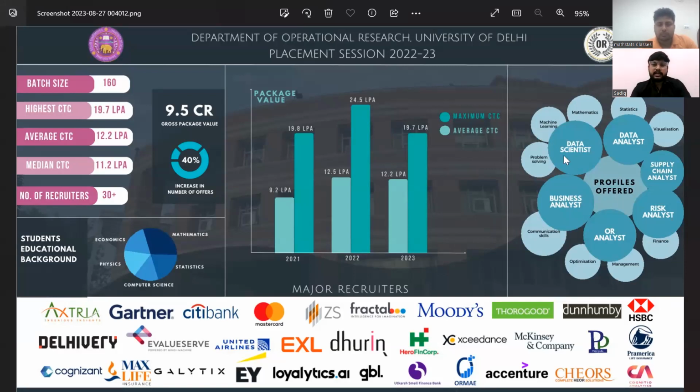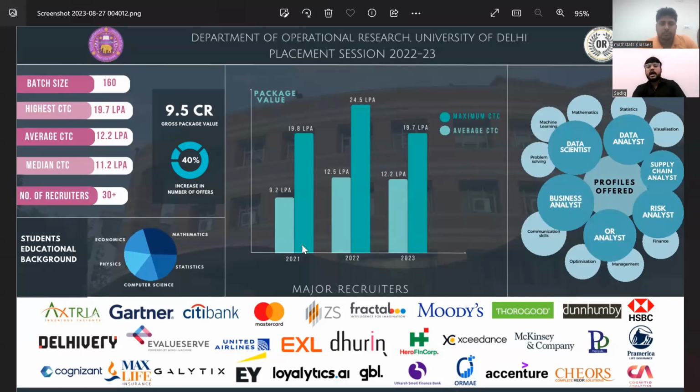So these are really interesting jobs in the market, and you will earn a lot of money after 2 to 3 years of experience. So this is the basic package, and this is the average and median package.